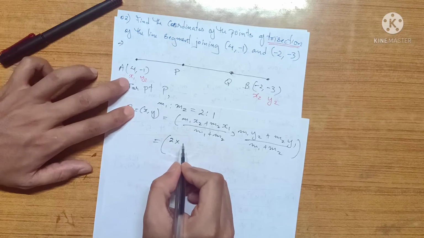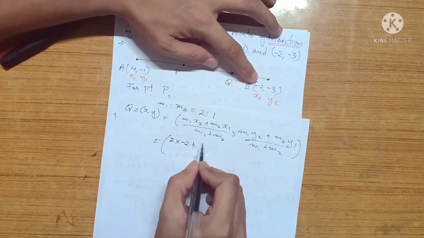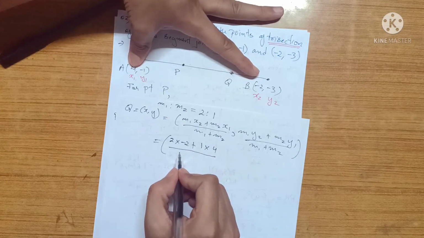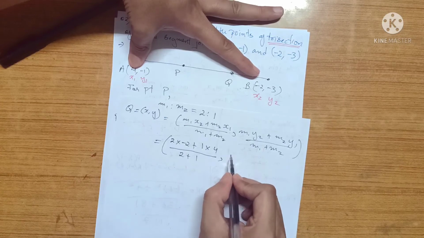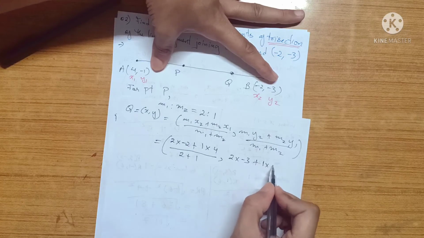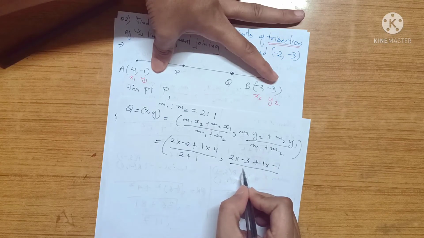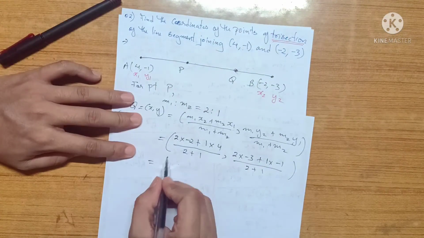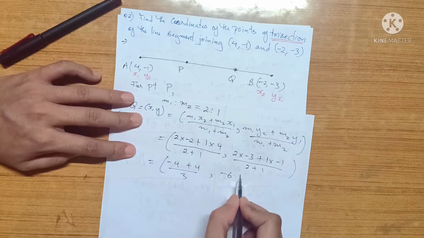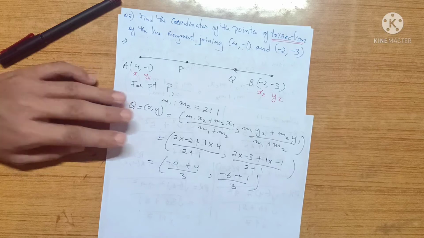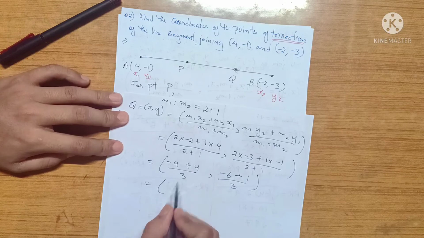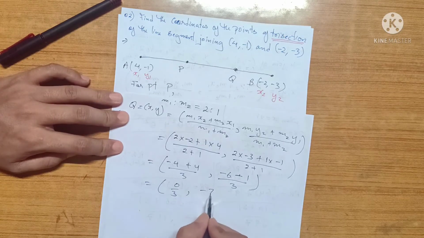So m1 is 2 in this case, x2 is minus 2, plus 1 into 4, by 2 plus 1, comma, in this case also 2 into y2 is minus 3, plus m2 is 1 into minus 1, by 2 plus 1. So we will be getting something like minus 4 plus 4 by 3, and minus 6 minus 1 by 3. We already know that plus minus the same thing is going to be 0. So this will be 0 by 3 and this is minus 7 by 3.